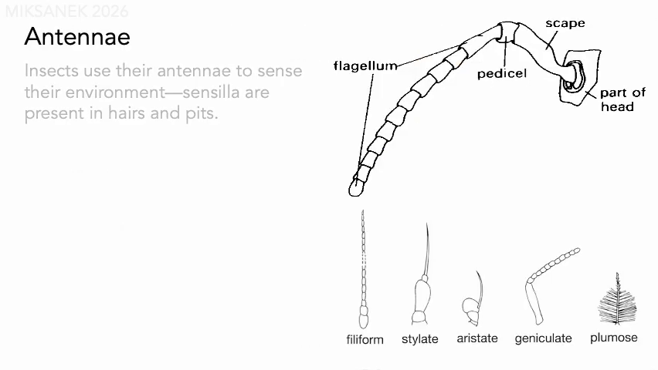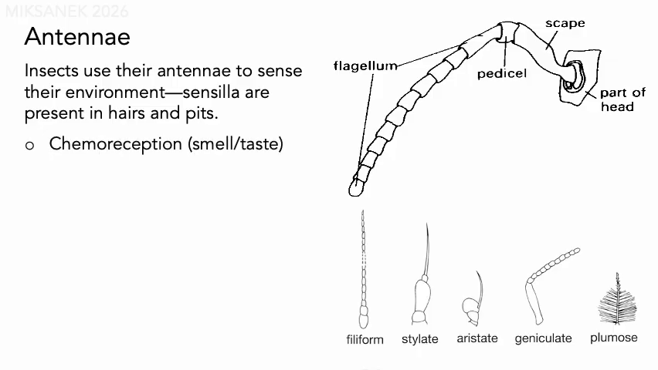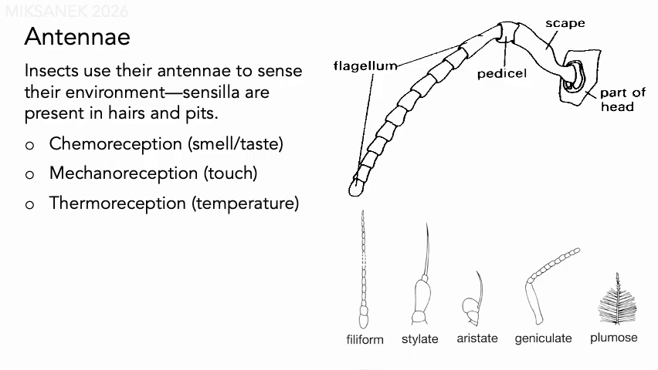So insects use their antennae to sense their environment. And there are sensory cells called sensilla that are present in hairs and in pits on these antennae themselves. The stimuli they can detect are involved in chemoreception, so smells, tastes, mechanoreception, touch, physical stimuli, and thermoreception, which is temperature. There's also, you might consider, proprioception, which is orientation of self. There are some specialized sensory cells we'll talk about in a second that are involved in detecting air vibration, the orientation of the antennae, how the antennae might be vibrating in response to air vibration or something like that.